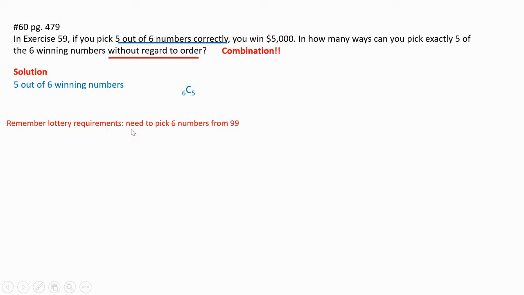Remember, the lottery requires you to pick 6 numbers from the 99. So here, guys, we're missing one number, right? So here, we win 1 out of 93 losing numbers, because you don't win the lotto, but you win the $5,000 by getting 5 right. So this is going to be 93 combination 1.